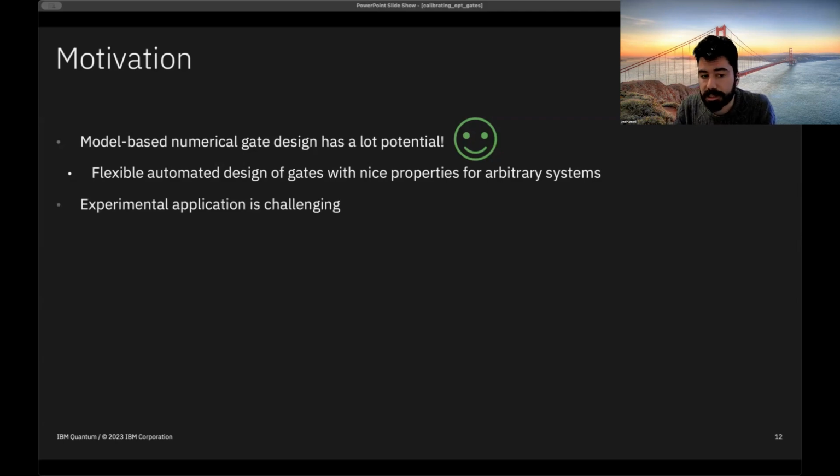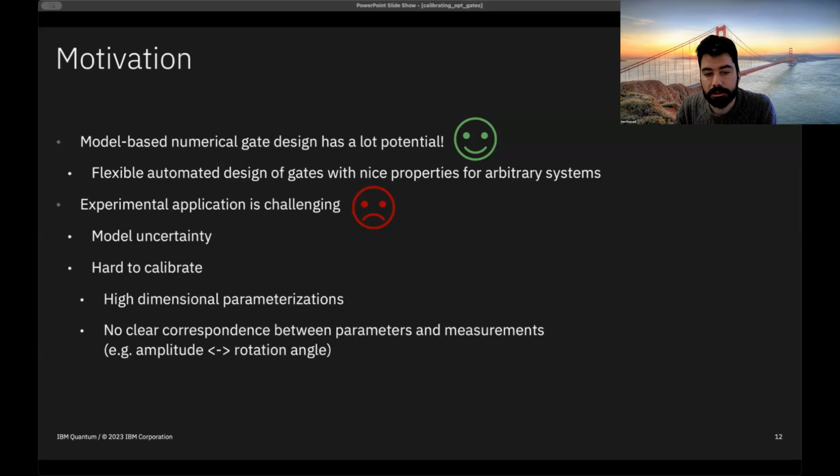But the issue is that experimental application is challenging. And in general, from what I've seen, it seems kind of like an art form at this point. So that's sad face. The issue is things like model uncertainty, which I mentioned. In principle, you can build things to be robust, but you can't build things to be robust to everything. There are things that you don't know that are going on, so it's basically impossible to build something that's perfectly robust to everything.